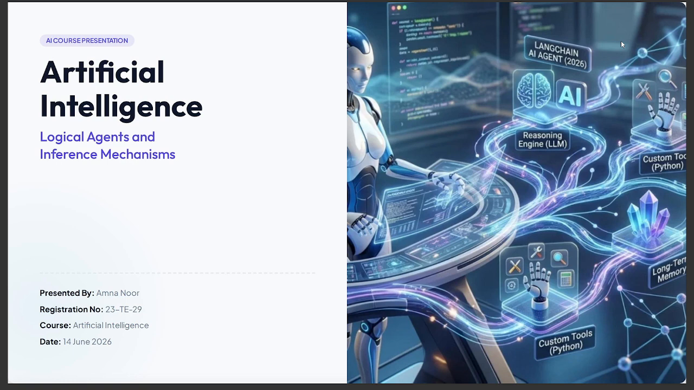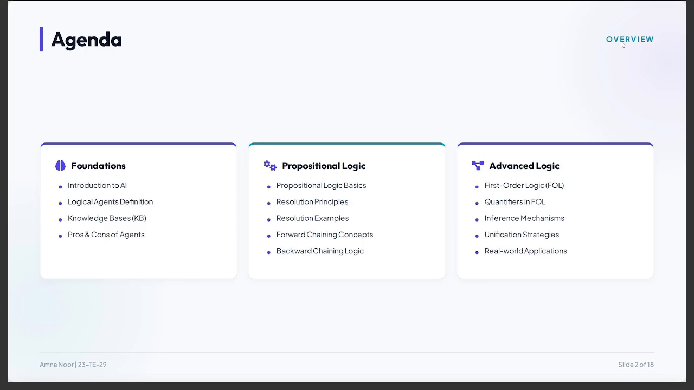Today I will present my assignment on logical agents and inference mechanism in artificial intelligence. I will explain how AI systems use logic, knowledge and reasoning to make intelligent decisions. Slide 2 is about the agenda.